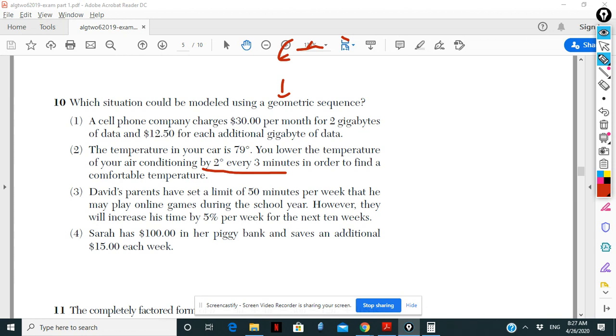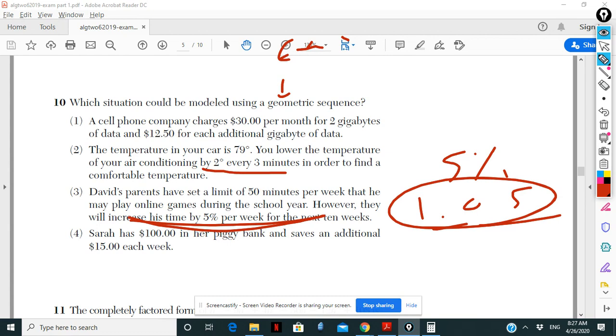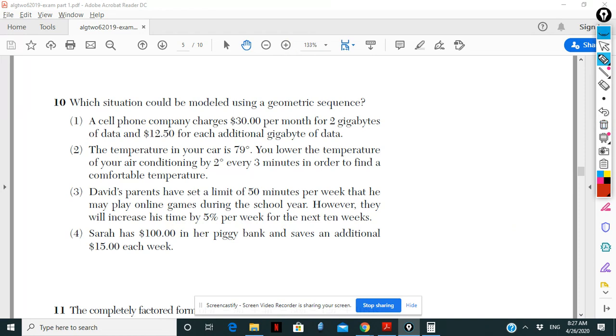Now, David's parents set a limit of 15 minutes per week that he may play online games during the school year. However, they will increase his time by 5%. Increase, that's exponential. Look, 5% means 1.05. I'm multiplying by 1.05. So here I multiply, which means geometric. Okay, so the answer is 3.